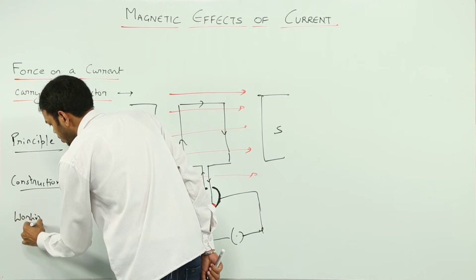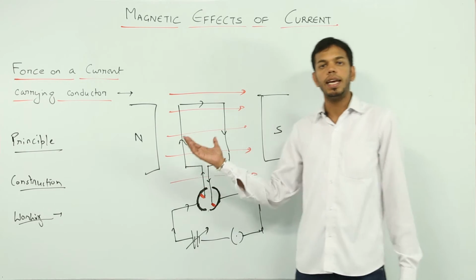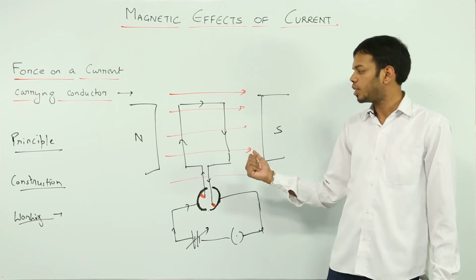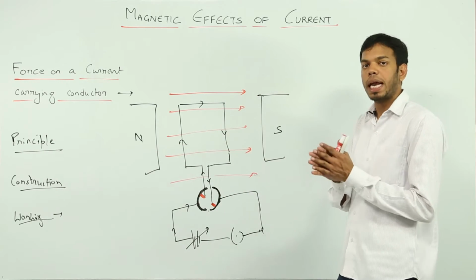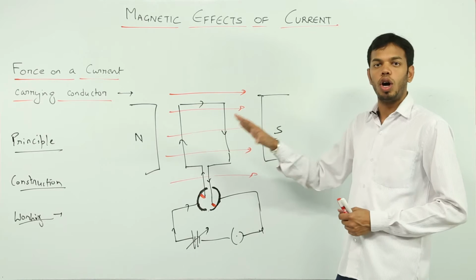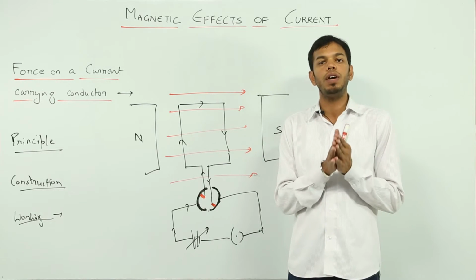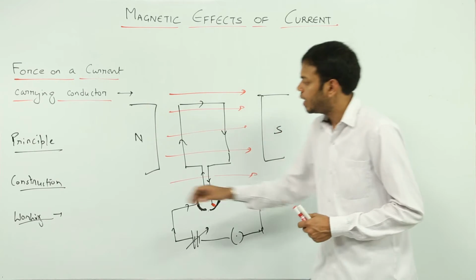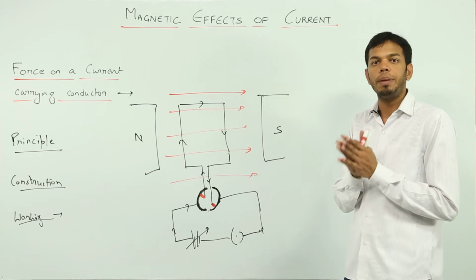Number one, principle: it works on the principle that a current carrying coil placed in a magnetic field experiences a torque. Number two, construction. It consists of, you have to summarize all the devices or all the apparatus used here in the circuit one by one, and you have to give their working in just one short line. That is, in construction, number one, field magnets. They are used to provide magnetic field.